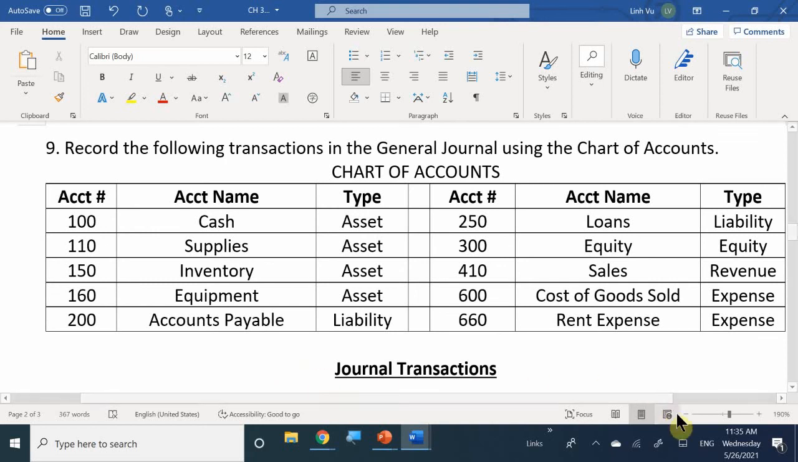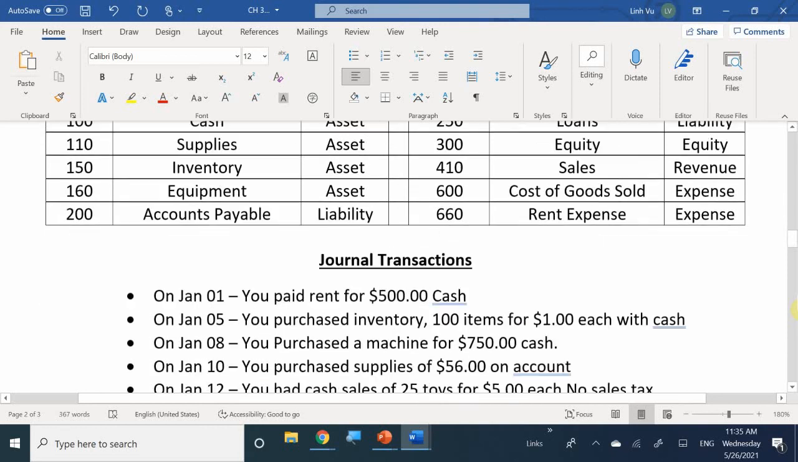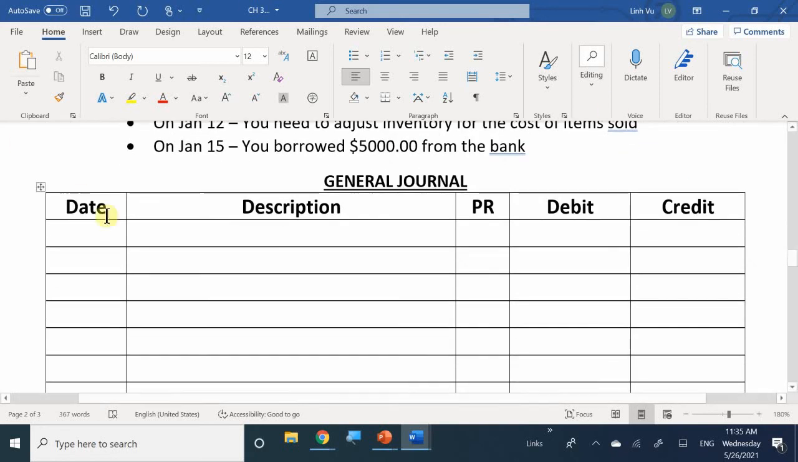Rent expense. 660. Yes, rent expense and what else? If I paid with cash, what other account am I going to be using? 100 cash. Cash for 100. Okay, so rent expense is 660. All right, so how am I going to journalize this? I have to put the date first. So what was the date? 0101. January 1st, okay?